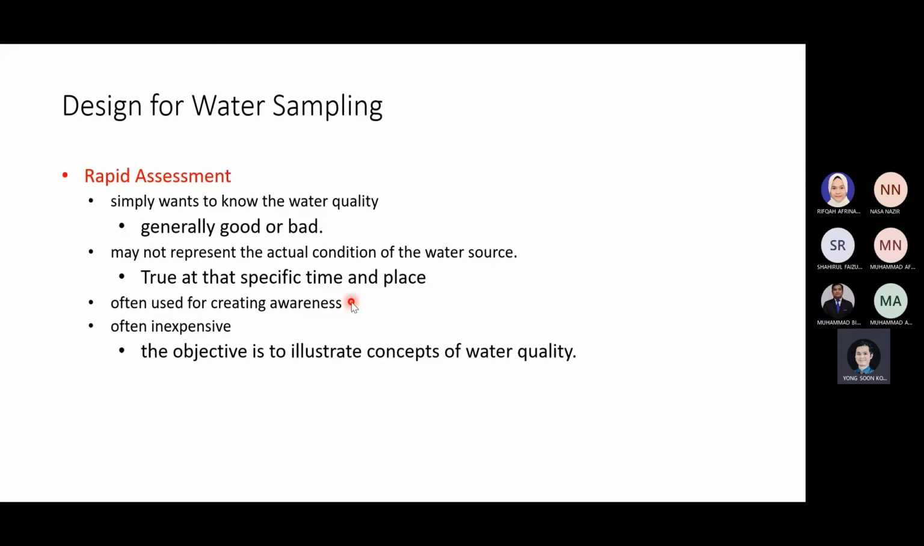is very much like what we usually do like in the field trip. We just want to go to the site. I mean, show students how water samples are collected. At the same time, give them awareness how river water is being monitored.